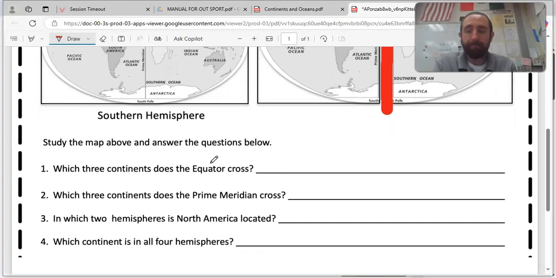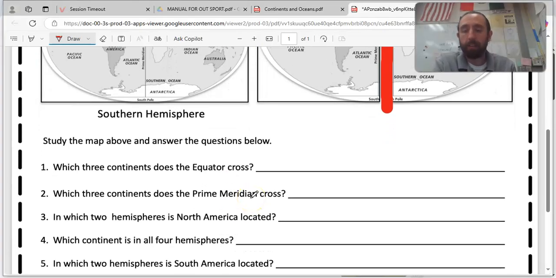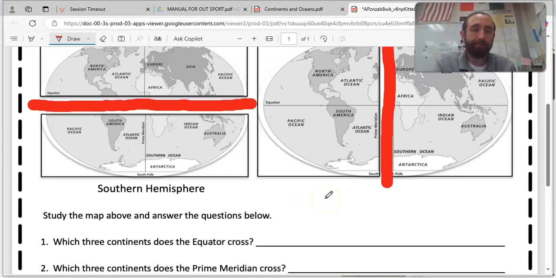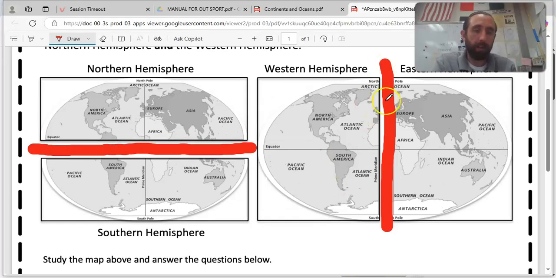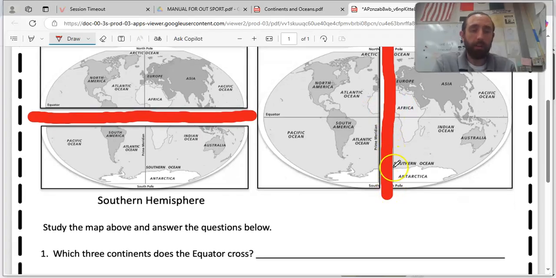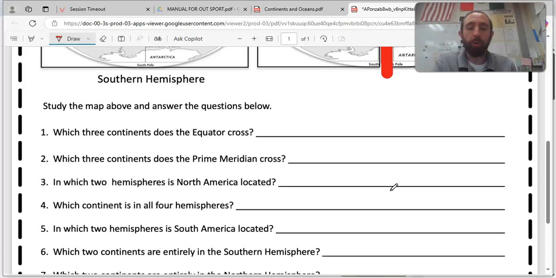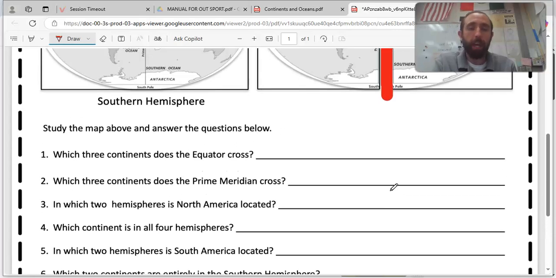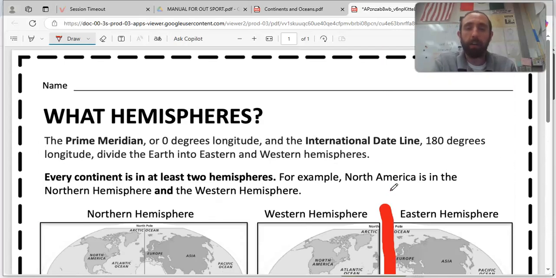Okay. Number two asks, hey, what three continents does the prime meridian cross? Well, remember, this is the prime meridian here. We see it cuts through a little bit of Europe, Africa, if you go the whole way south, Antarctica. And you'll keep going down through here. I'm going to post a video of an explanation of the hemispheres as well to help you out.